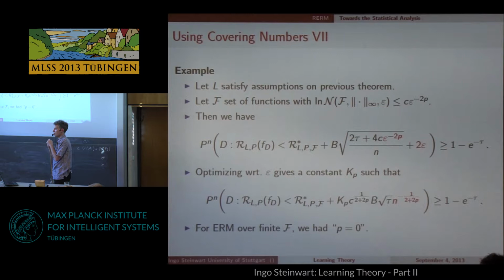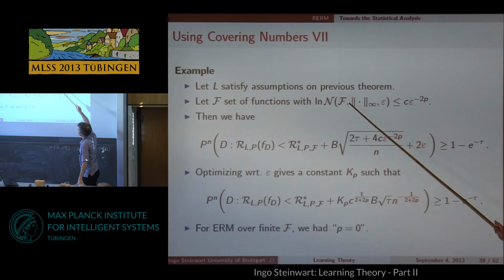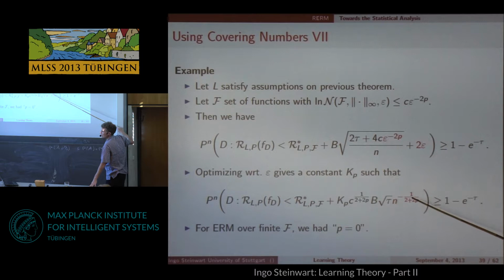So instead of considering all F, we use the centers of the covering balls instead. If the script F contains very smooth functions, we need fewer centers. Basically, what that means is, the smoother F is, the smaller P becomes, and the closer this fraction here is to a half.